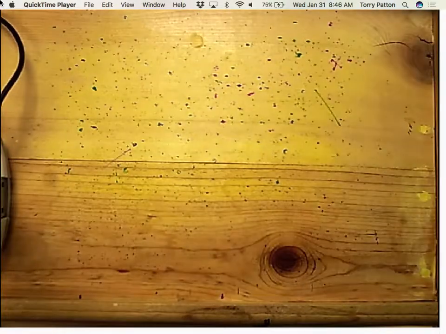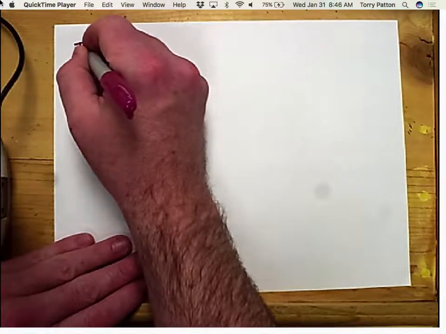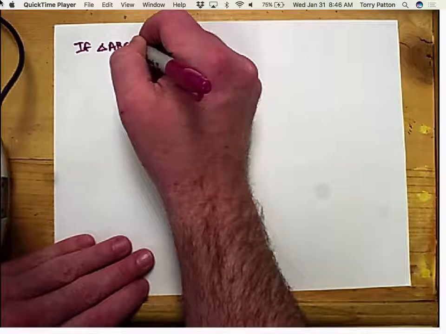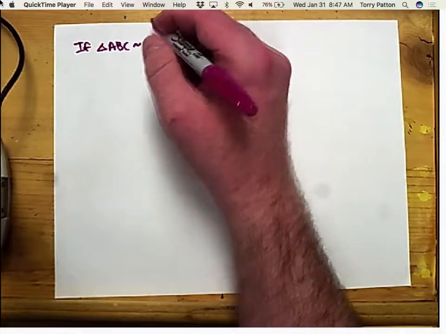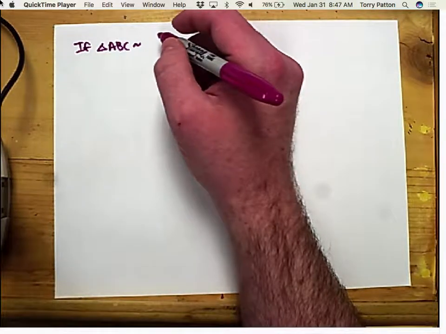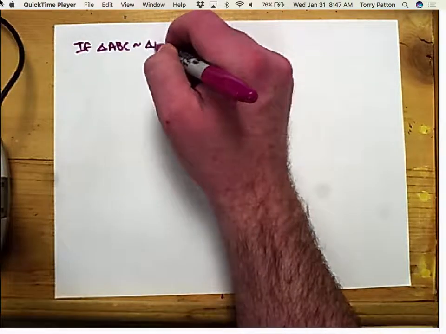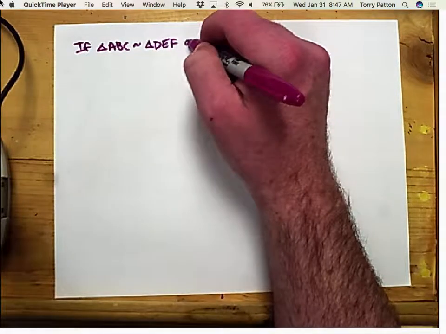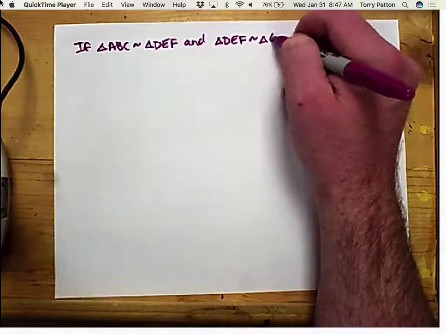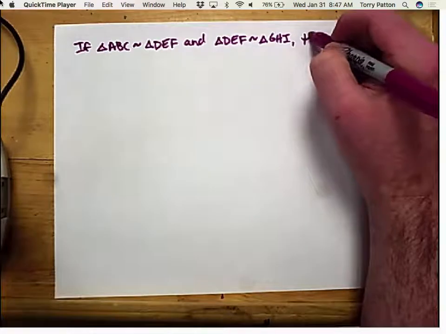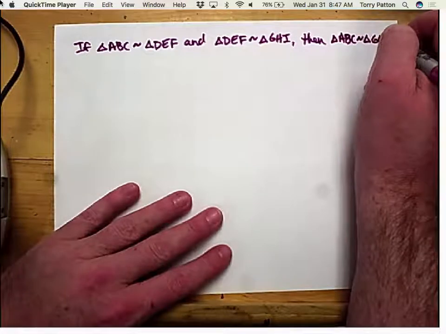Transitive says if triangle ABC, the second one was symmetric. Reflexive is to itself. Symmetric is you can flip it, which is backwards to me. I think reflexive should be you flipping it. But anyway, if triangle ABC is similar to triangle DEF and triangle DEF is similar to triangle GHI, then triangle ABC is similar to triangle GHI.